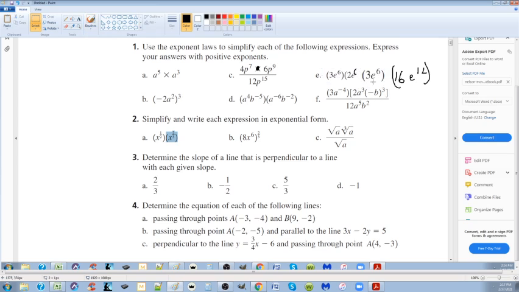Now here we can only multiply the numbers. Let's just get rid of that. The number 3 times 16 is 48. And the e has the same base as this e, so we can add their exponents. So we're left with 48e to the 18.